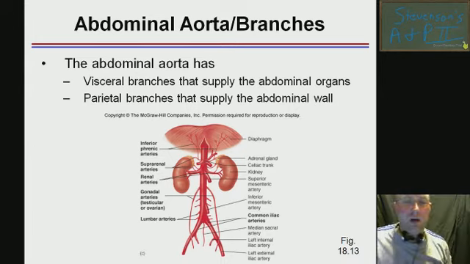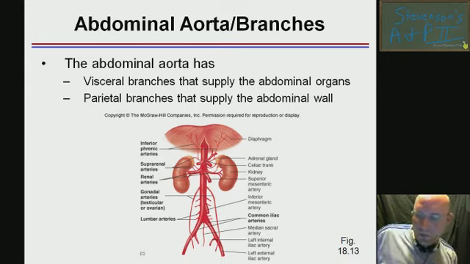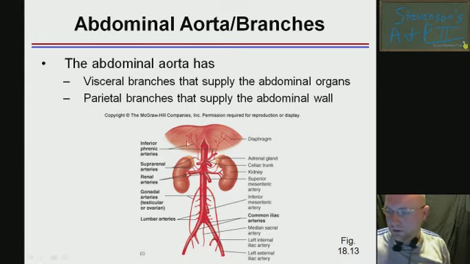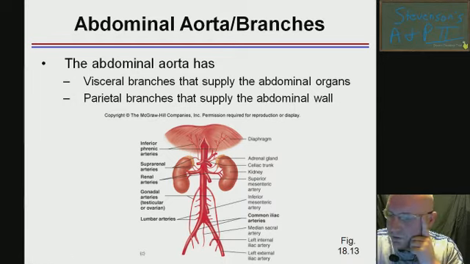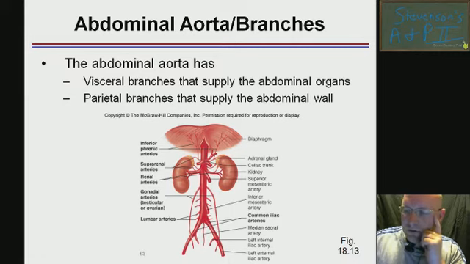Lumbar supplies the muscles of the back and the abdominal wall. Okay, phrenic. What is phrenic? When we heard this before, we saw superior phrenic arteries. Now we've got inferior phrenic arteries. Then we have the suprarenals, renal arteries, and the suprarenals.